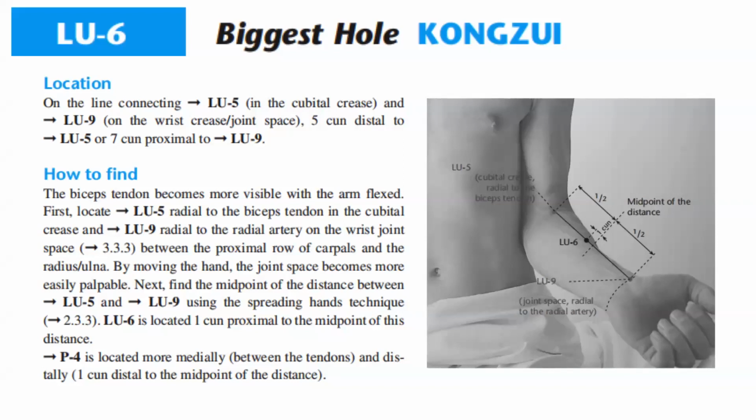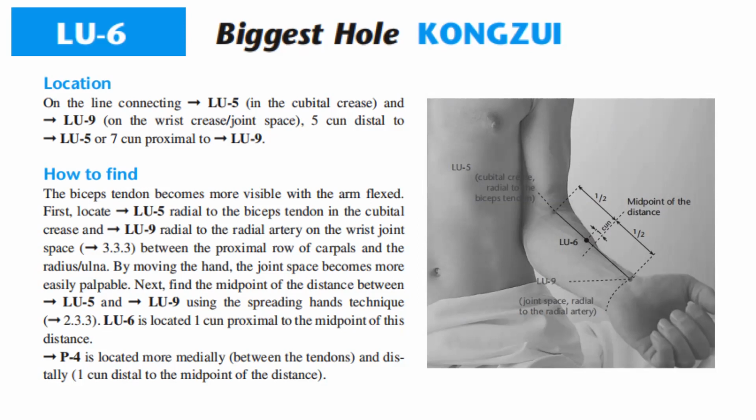So how do we find Lung 6? First, we have to have our arm flexed so that the biceps tendon becomes more visible. Then we locate Lung 5, which is radial to the biceps tendon in the cubital crease, and Lung 9, radial to the radial artery on the wrist joint space between the proximal row of carpals and the radius. By moving the hand, the joint space becomes more easily palpable.